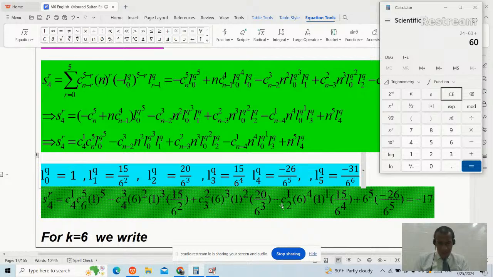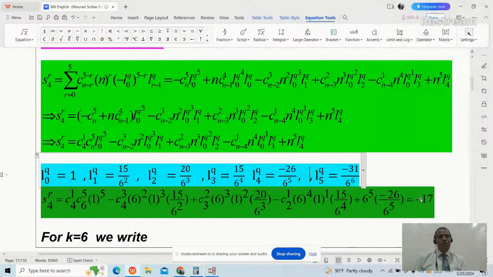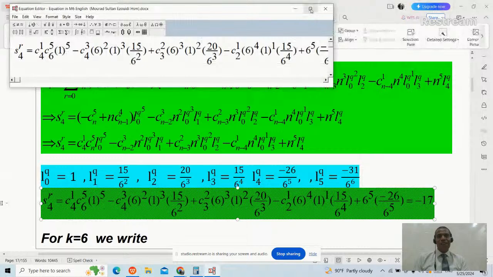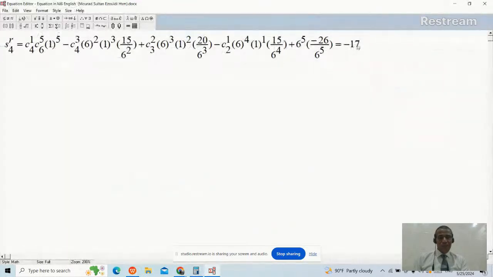Then, learners, 24 minus 4 times 15 is minus 60. 3 times 20 is plus 60. Minus 2 times 15 is minus 30. Then minus 26. So this one should be equal to negative 32, as it was written from the beginning by the calculator. Sometimes online will give you a mistake. So it is written as negative 32, and this is the correct answer.